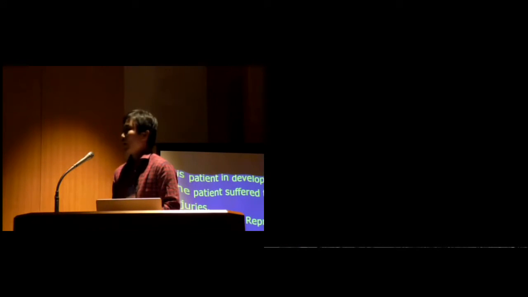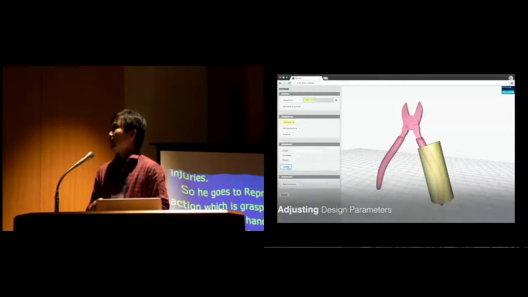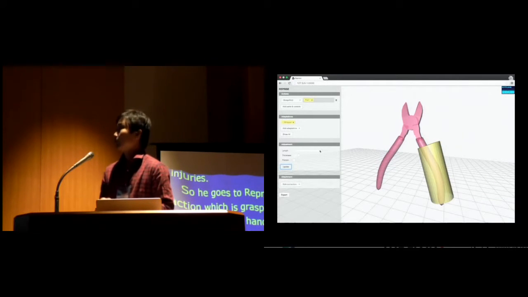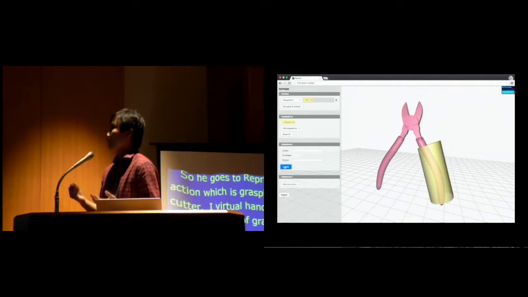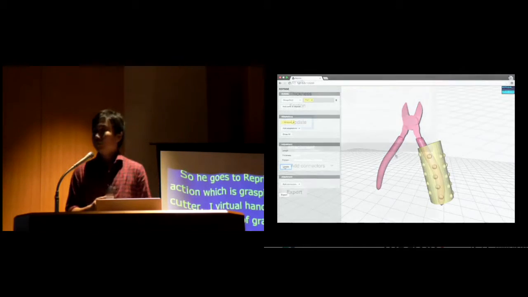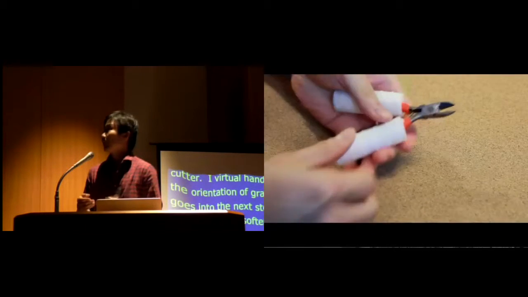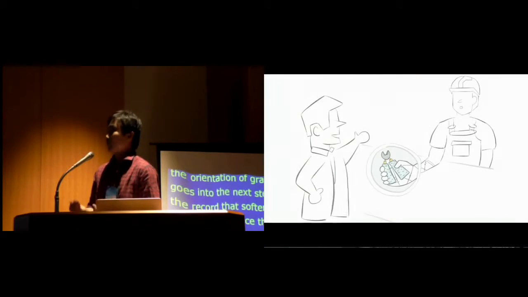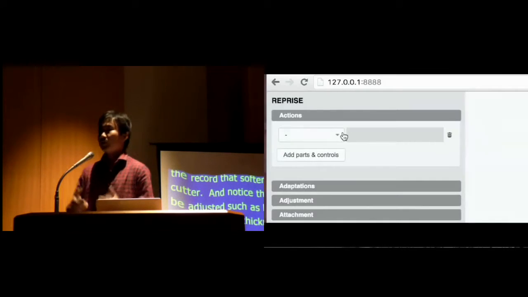And notice that this design can be adjusted, such as Larry can make this wrapper longer, or increase the thickness, or add small bumps on the surface to increase the grip. And then you can export everything into 3D models, in this case printing using soft material, and then let the users test the design. So this is good, but it doesn't really solve the problem of clutching the cutter.